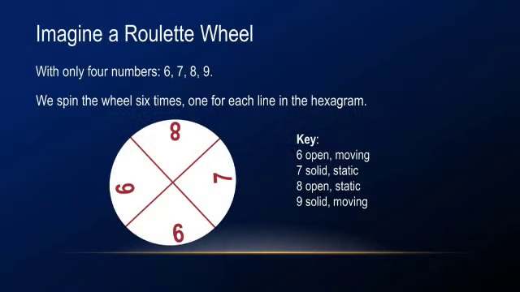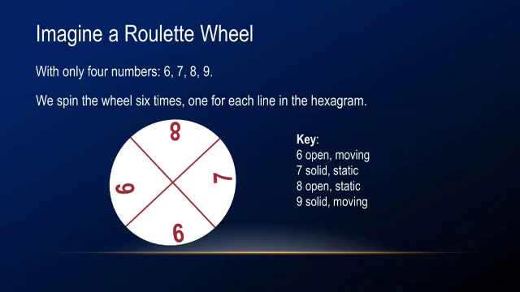Now, how are we going to do that? Well, we're not going to do it with a roulette wheel, but a roulette wheel is a convenient mental image for understanding how this whole thing works, so I'm going to use that just to describe the process. If you think of a roulette wheel, it has only 4 values on it, 6, 7, 8, or 9, and we're going to spin it 6 times, one for each line in the hexagram.